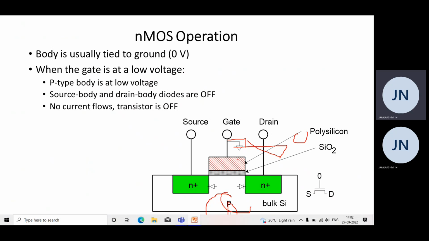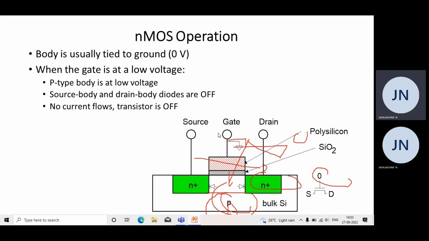When the gate is at low voltage, it is connected to ground, and the transistor is off. When the transistor is off, there is no conducting path, and no current flows from source to drain. So when we apply 0 at the gate, and the body is also at low voltage, the transistor is off. There is no conducting path and no current flows from source to drain.